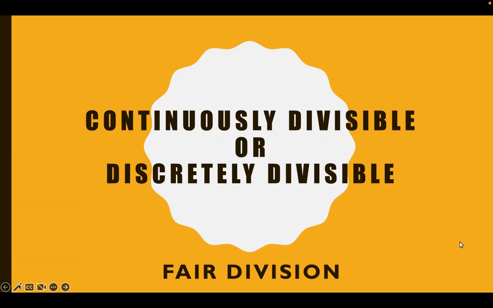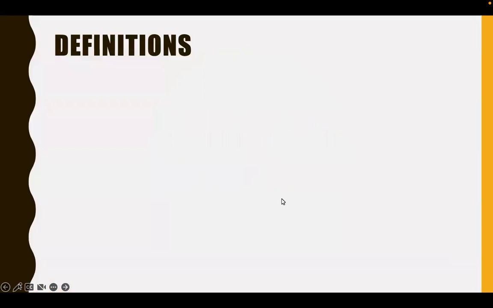Talking about fair division. So here, let's talk about the difference between continuously divisible items or discretely divisible items. So what is the difference and, well, how do we know? So let's talk about the definitions of these items, what they mean, and let's give some examples. So first, continuously divisible items.